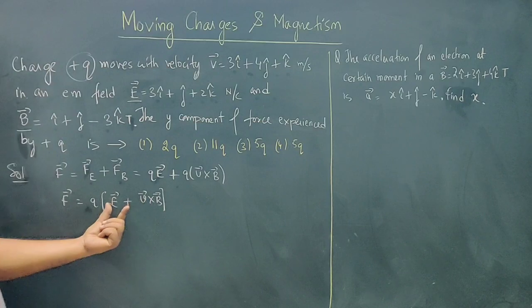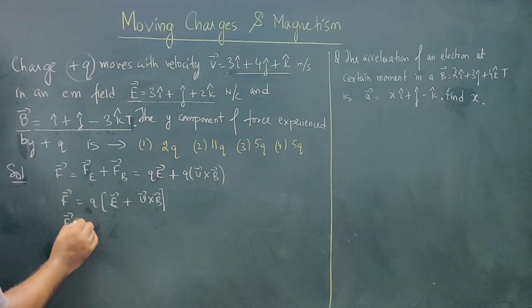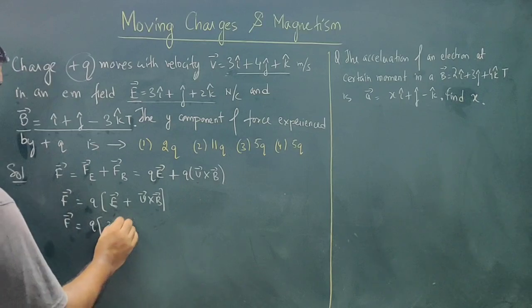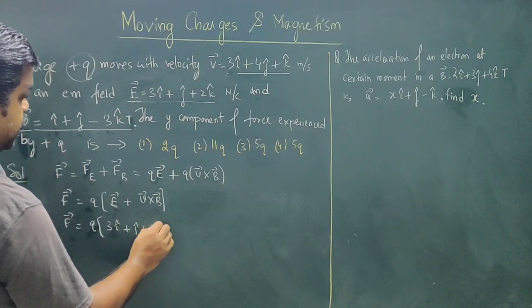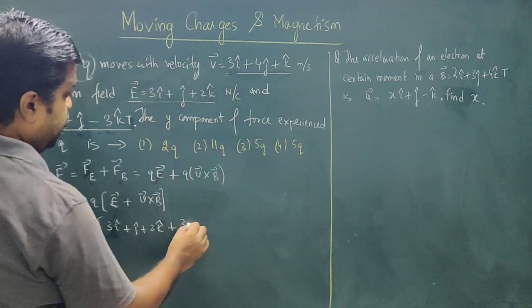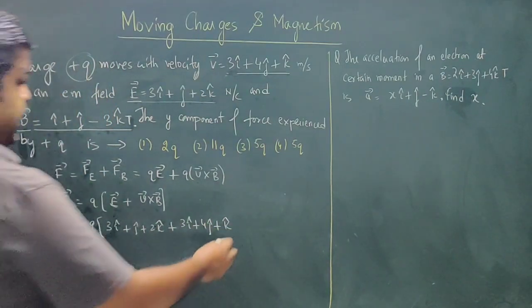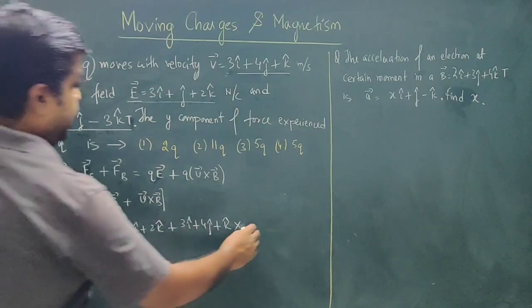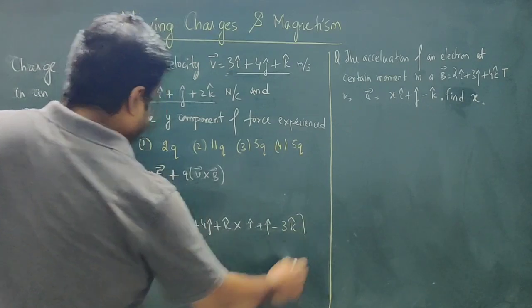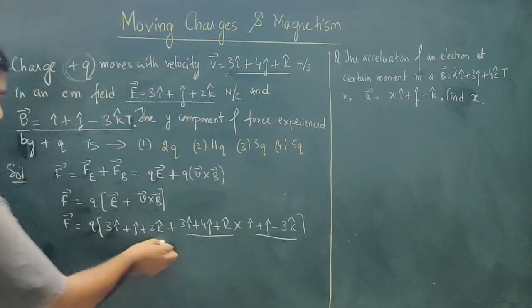Now all these quantities are already given. So now substituting the values, F is equal to Q times E, which is 3i cap plus j cap plus 2k cap, plus V cross B. V is 3i cap plus 4j cap plus k cap, and cross B, which is i cap plus j cap minus 3k cap. So now you have to take the cross product of these two terms and then add with this.